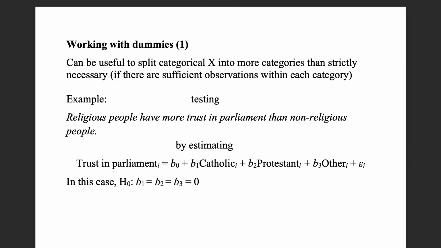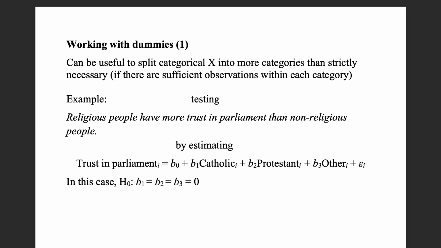But notice now that we would actually have one theoretical hypothesis, but 3 regression coefficients that we would be testing. So in that case, what would formally be the null hypothesis that we would be interested in? Well, given that we only expect an effect of religious people compared to non-religious people, the null hypothesis that we formally would be testing is that there is no difference between the Catholics and the non-religious, and that there is no difference between the Protestants and the non-religious, and there is no difference between the other religious denominations and the non-religious in the population.